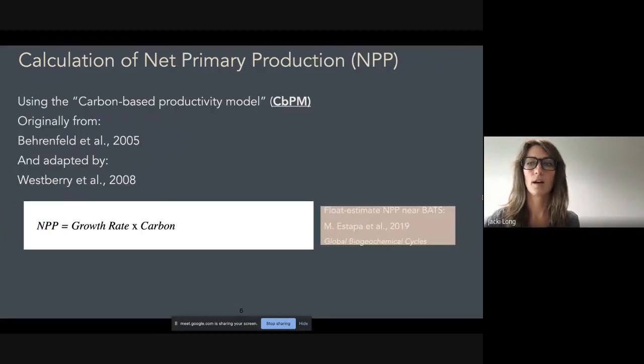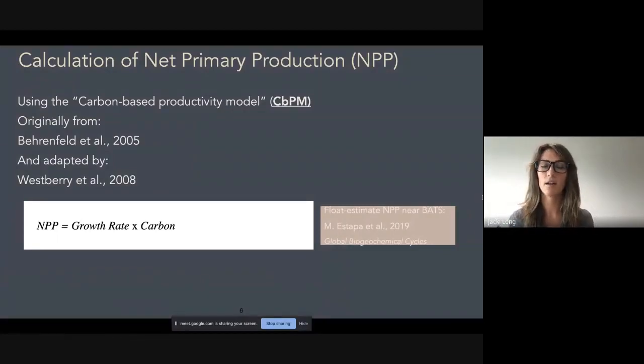So now let's get into the calculation of net primary production. There are, of course, methods to do this directly, but as we're all aware, it's very difficult to get direct observations. So what we're interested in doing is finding a method adaptable to autonomous observing platforms, because that can give us a global coverage, it can give us a much better temporal scale.